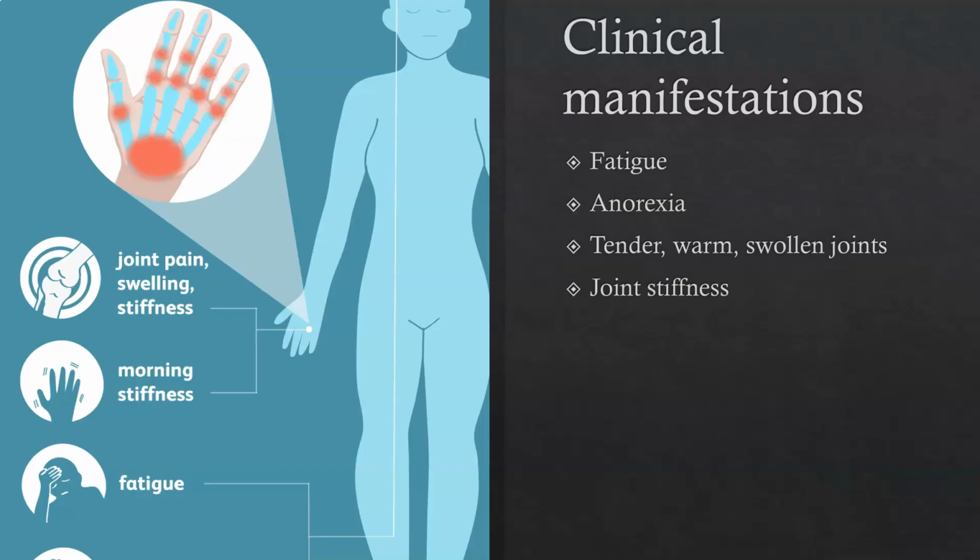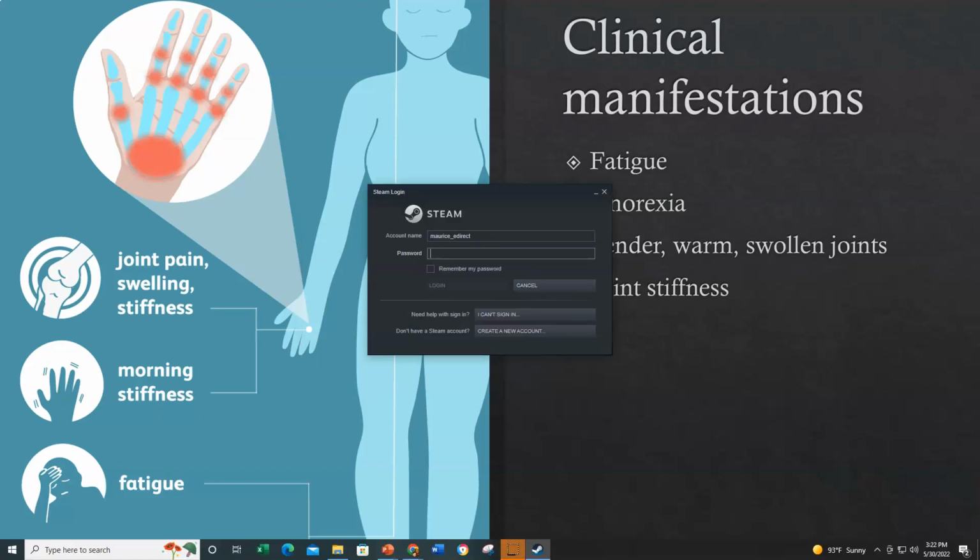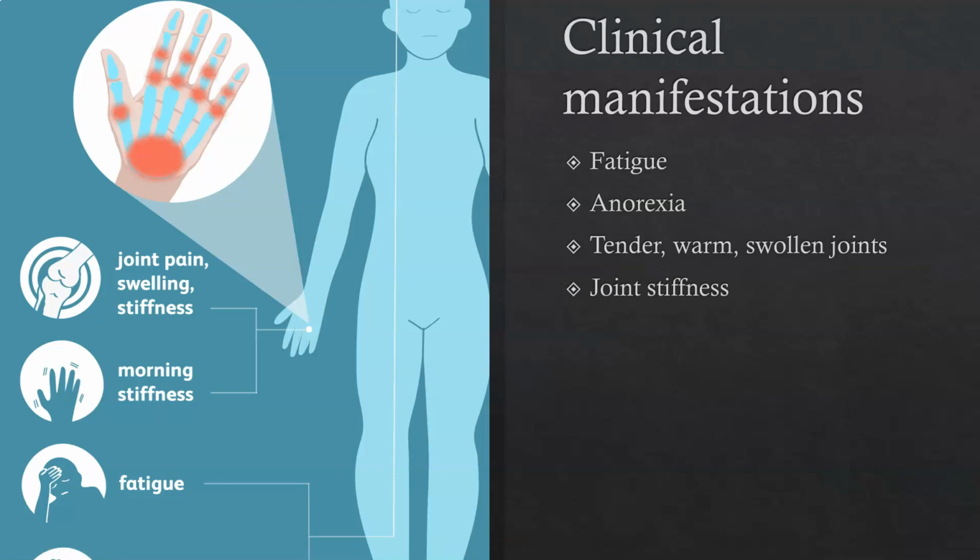Nonspecific clinical manifestations of rheumatoid arthritis include fatigue, anorexia, weight loss, and generalized stiffness, which may precede the onset of joint symptoms. Other symptoms include tender, warm, swollen joints and joint stiffness that is usually worse in the mornings and after inactivity. Early rheumatoid arthritis usually affects the smaller joints first, such as the joints between the fingers and hands and the toes and feet.